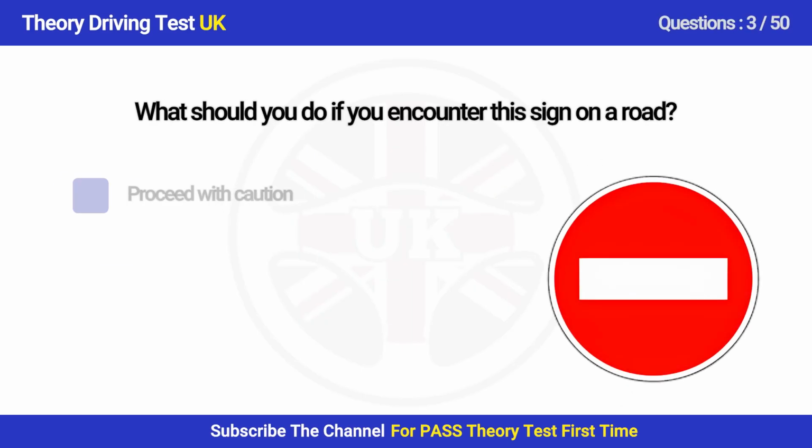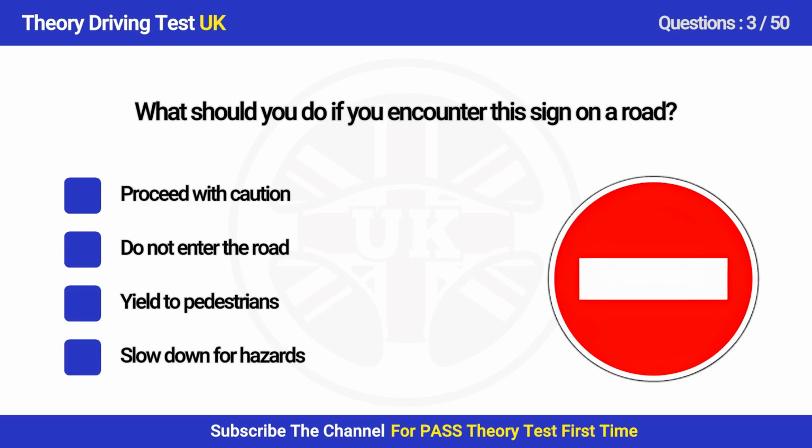Question 3. What should you do if you encounter this sign on a road? A. Proceed with caution. B. Do not enter the road. C. Yield to pedestrians. D. Slow down for hazards.